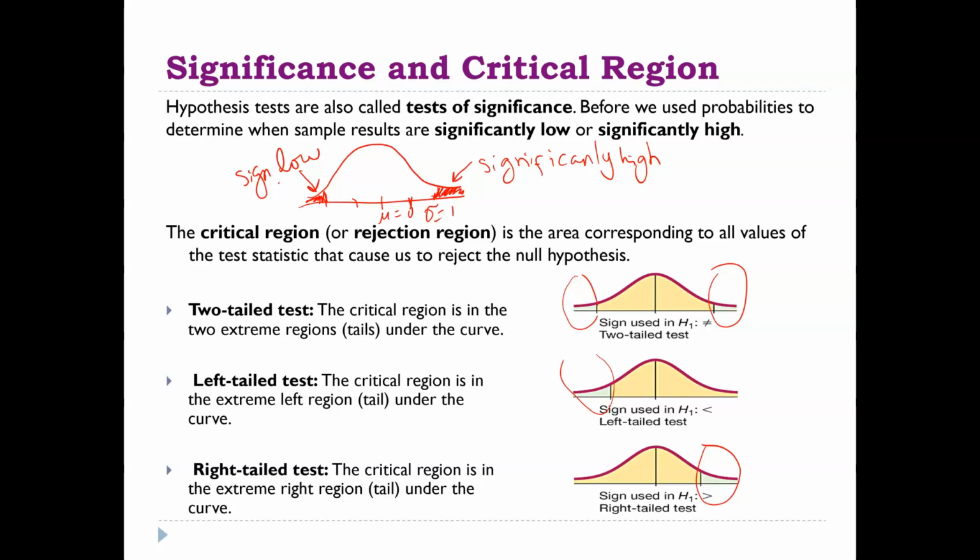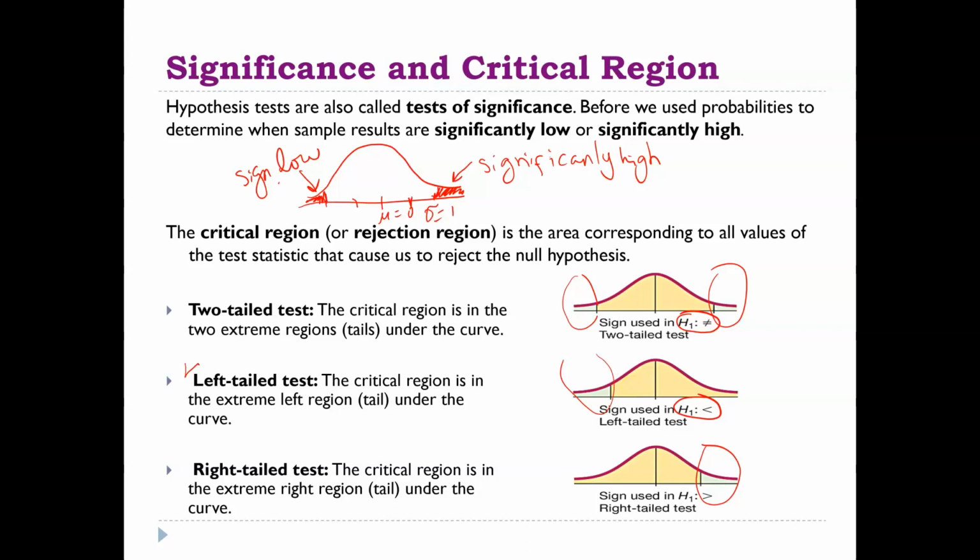The sign of the alternative hypothesis will give us a clue which test we are using: two-tailed, left-tailed, or right-tailed. If the alternative hypothesis has a not equal sign, the test is two-tailed, and the critical region is located in the two extreme regions, or tails, under the curve. If the alternative hypothesis has a less than sign, then the test is left-tailed, and the critical region is located in the left tail under the curve.